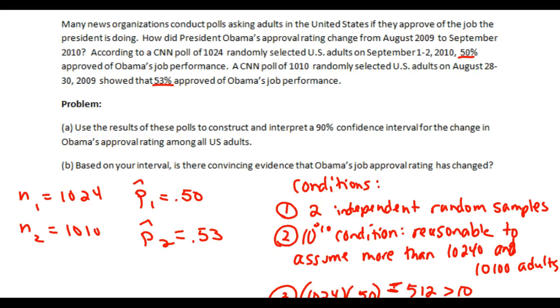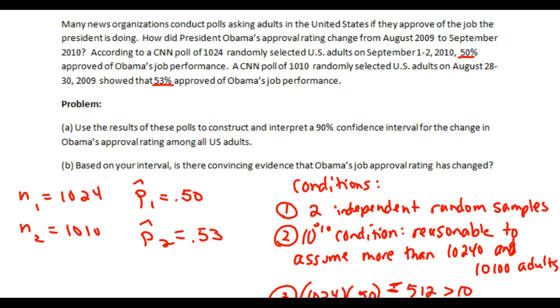Greetings, AP Statistics students. You may recall that a few days ago we started to take a look at the sampling distribution for a difference in population proportions. Today we're going to construct and interpret confidence intervals for a difference in two population proportions, and we'll also be doing a hypothesis test for a difference in two population proportions.